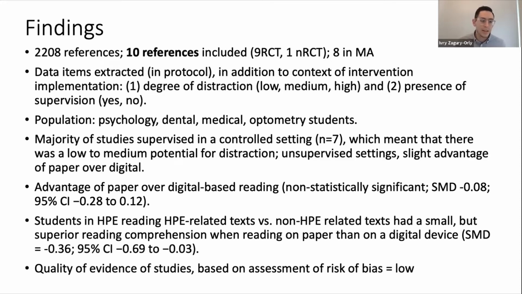We extracted some data items that we detailed in the protocol, but we also added the degree of distraction. So was there a low, medium, high degree of distraction and the presence of supervision, meaning perhaps there's distractors in the environment that may affect the ability for students to learn. If we think about digital devices, we know that there's a potential for increased distraction as compared to paper-based media. So perhaps there may be a difference there that we wanted to try to control for.